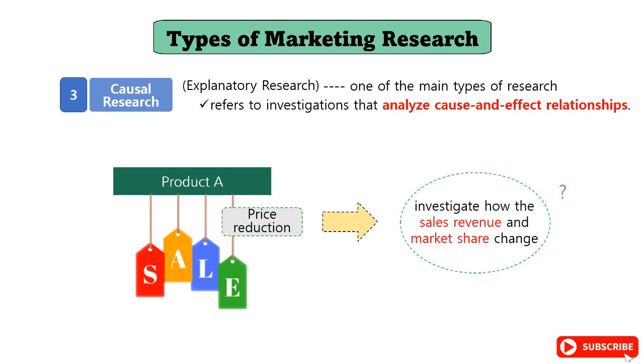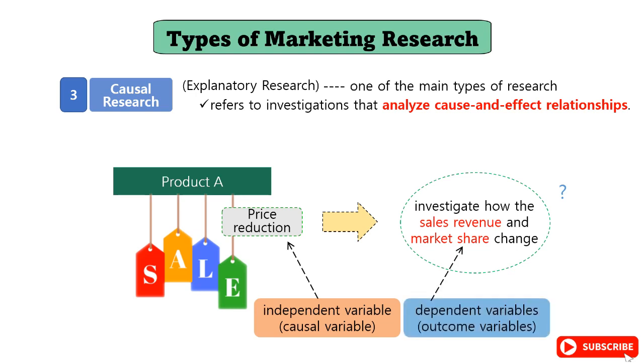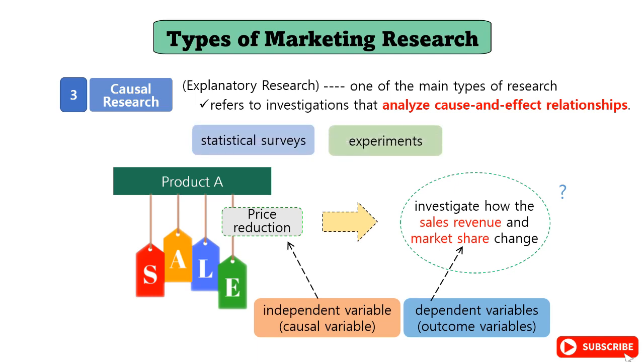In this case, the price reduction is the variable that influences the outcome, so it is referred to as the independent variable or the causal variable. The sales revenue and market share, on the other hand, are variables that change as a result of the price reduction, so they are called dependent variables or outcome variables. There are statistical surveys and experiments among the methods used in causal research.